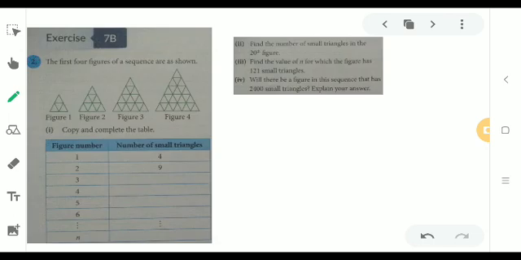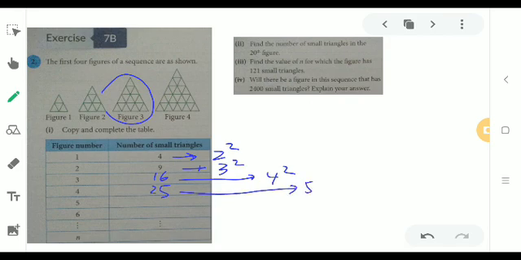Now let's move on to number 2. The first 4 figures of the sequence are as shown. Figure number 1 is 4 small triangles. Figure number 2 has 9 small triangles. Figure number 3, we can count the number of triangles, that will be 16. Figure number 4, the number of triangles will be 25. Now, you know that 4, 9, 16, 25 are perfect squares, or square numbers. 4 is 2 to the power 2. 9 is 3 to the power 2. 16 is 4 to the power 2. And 25 is 5 to the power 2.